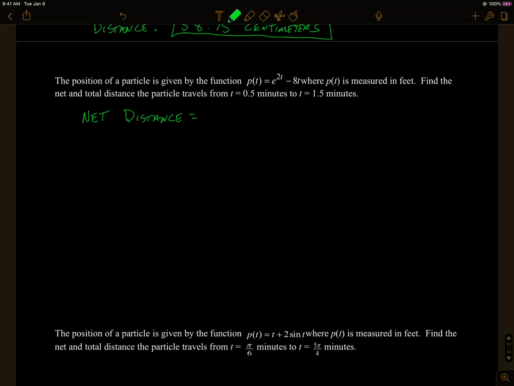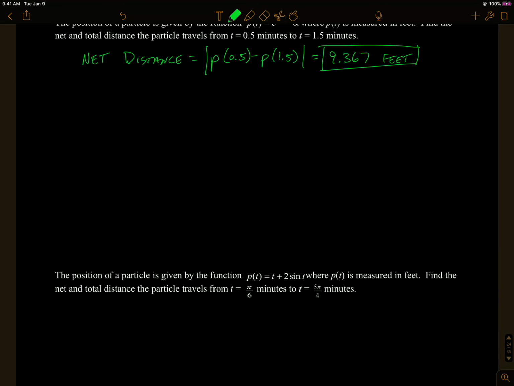is going to be equal to the position at the start of the interval minus the position at the end of the interval, and it's the absolute value of that. So you do that out on your calculator, you're getting approximately the rounded value. Remember, we're always rounding to 3 decimal places. So now we want to find total distance.